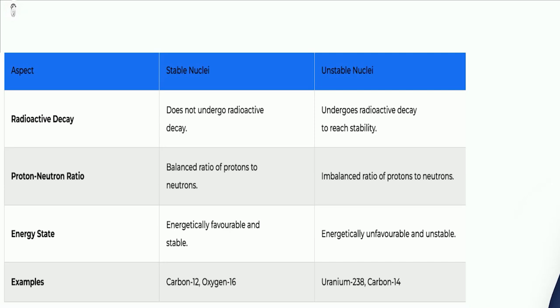Then about the energy state. Stable nuclei are energetically very favorable and they are very stable. But as compared to this, unstable nuclei are energetically very unfavorable and not stable. Examples of stable nuclei are carbon-12 and oxygen-16, and an unstable nuclei example is uranium-238, which you will see in further studies as well. Uranium-232 is very famous for emitting radioactive radiations.